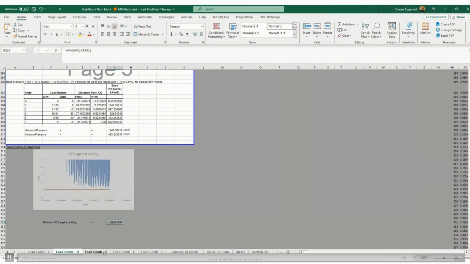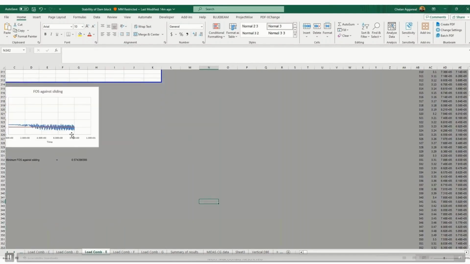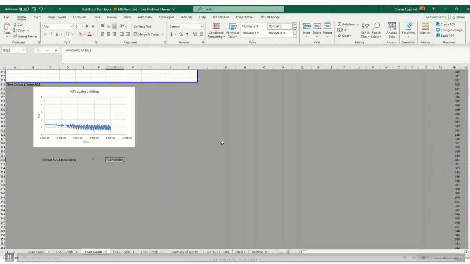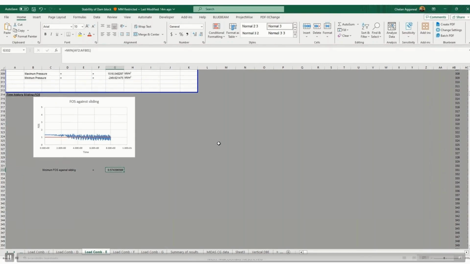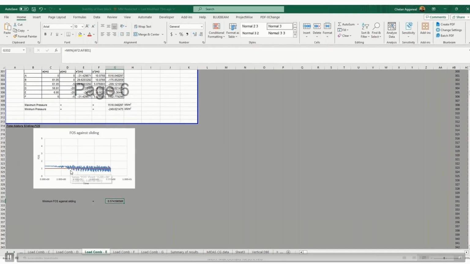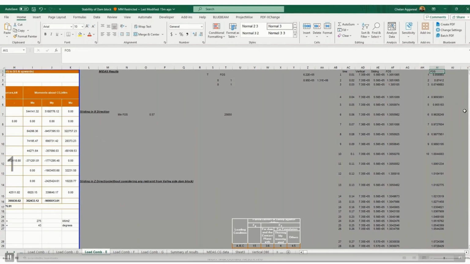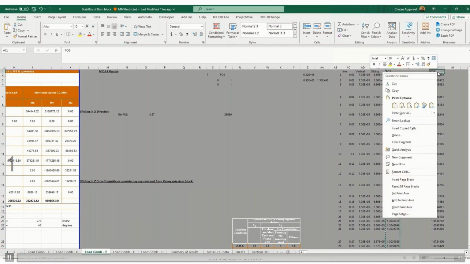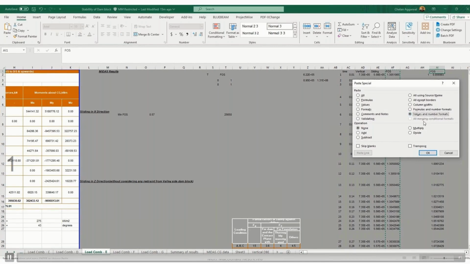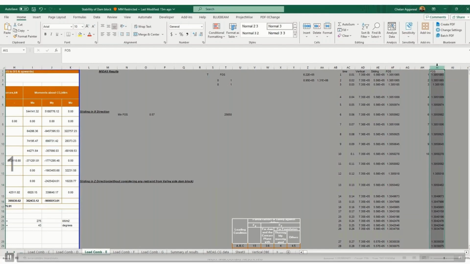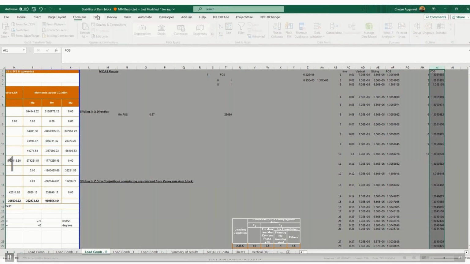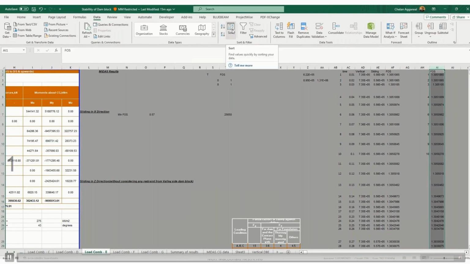Let's see E condition, that is of more interest. Here you can see we have a lesser factor of safety. The minimum is 0.57. Okay, so let's see how many cycles have a factor of safety less than 1. So let's say I can copy, paste special values and number format. Okay, I can sort it in ascending order, sort it.